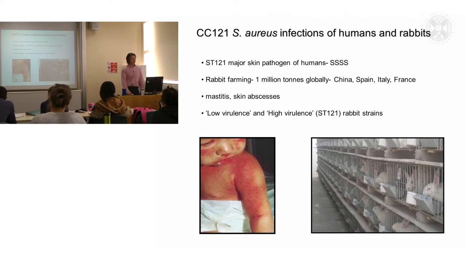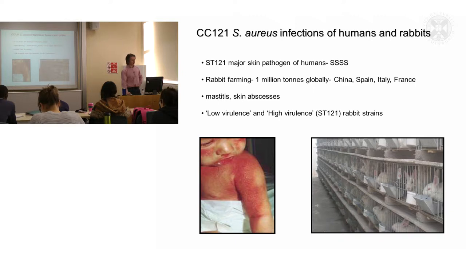But of interest is the fact that in the rabbit farming industry, we also see CC121 strains. Okay, so we've got another example here of a multi-host association for a clonal complex of Staph aureus. And there seems to be one particular strain which is responsible for a lot of these epidemics which we see in rabbit farms.